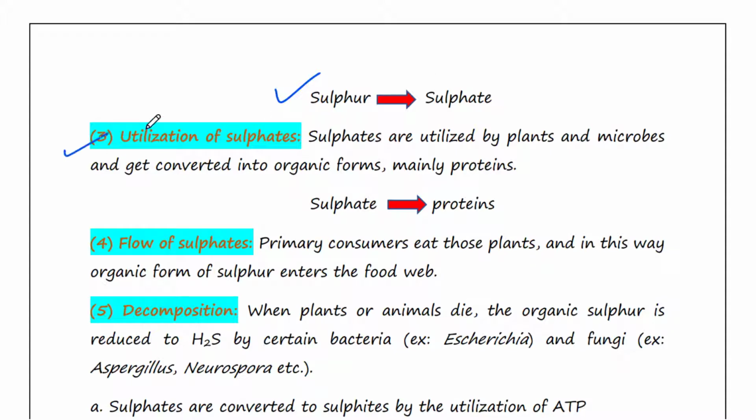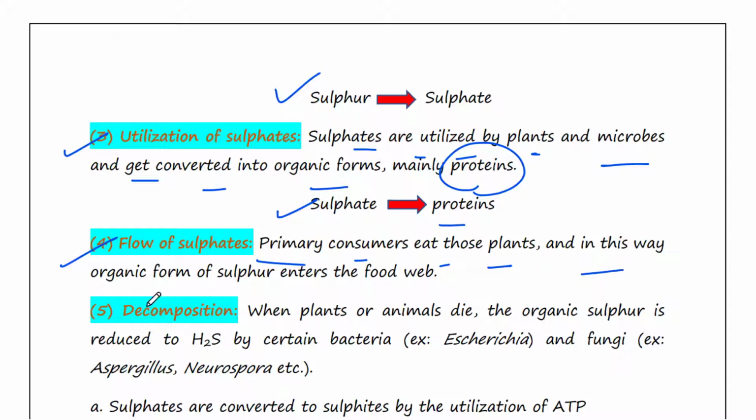The next stage is utilization of sulfates. Sulfates are utilized by plants and microbes and get converted into organic forms, mainly proteins. Sulfates are utilized in proteins. Next is flow of sulfates. Primary consumers eat those plants and in this way the organic form of sulfur enters the food web.